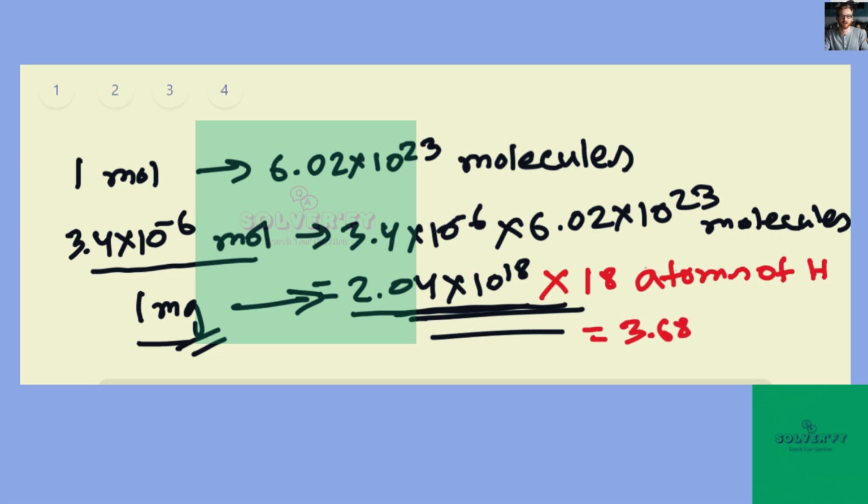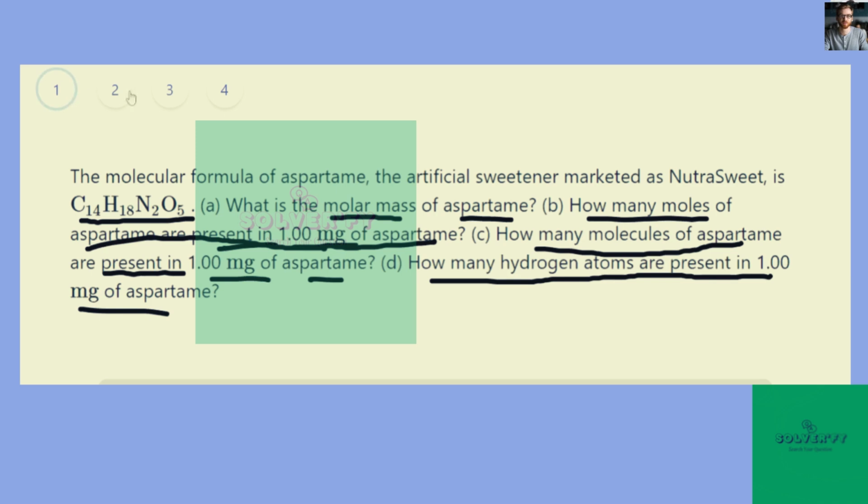3.68 times 10 to the power 19. So this is the number of hydrogen atoms: 3.68 times 10 to the power 19 hydrogen atoms are present in 1 milligram of aspartame.